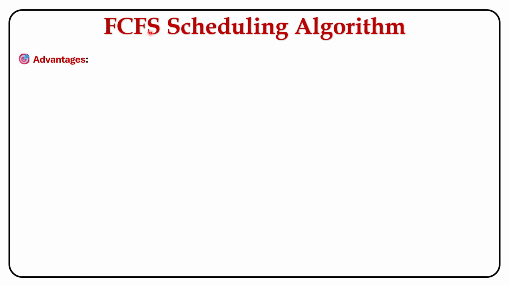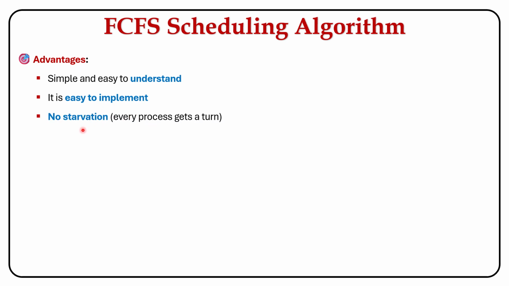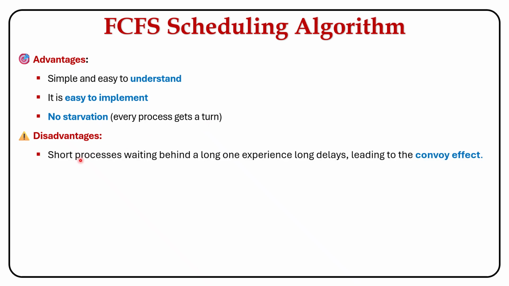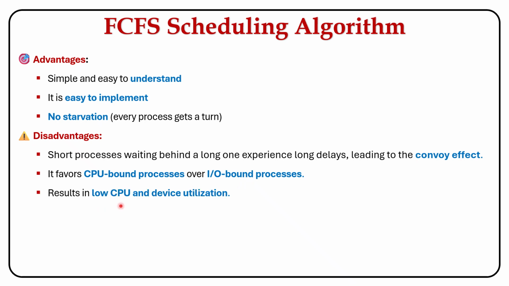Advantages of the FCFS scheduling algorithm are: it is simple and easy to understand, it is easy to implement, and there is no starvation since every process gets its own turn. The disadvantages are: shortest processes wait behind the long process and experience long delays, which leads to the convoy effect. It favors CPU bound processes over IO bound processes and results in low CPU and device utilization. The overall performance is poor due to high average waiting time.